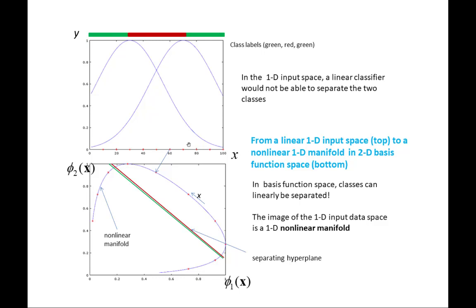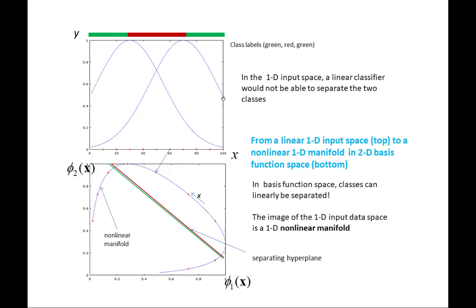There's an interesting example. So this looks a little bit complicated. We have only one input, x, and these are the class labels we want to have. On the left side, we want to have the green label. In the middle, we want to have the red label. And on the right side, we want to have the green label again. So this cannot be separated in one dimension with a linear classifier, obviously. So I introduce these 2 basis functions. These are 2 Gaussian basis functions. As a function of x, they have this behavior.